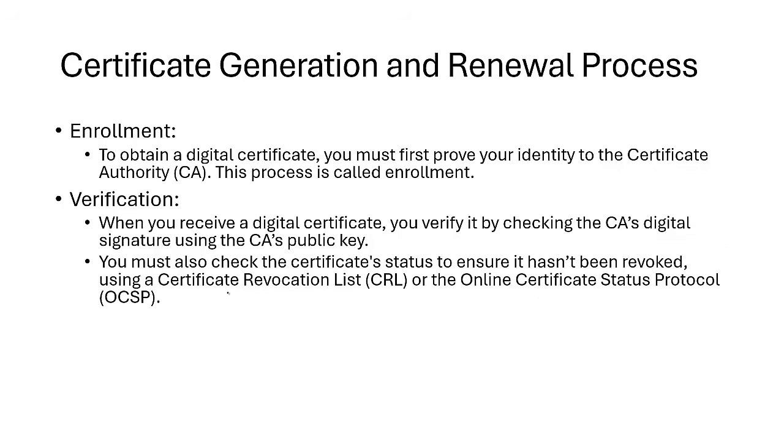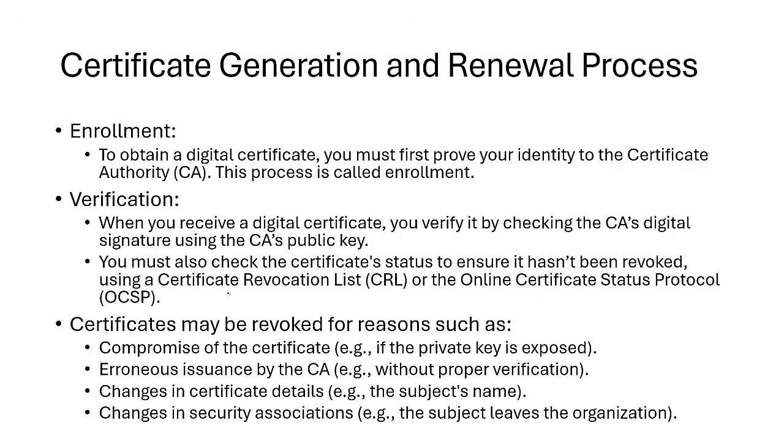Now, a certificate is revoked for multiple reasons. When a certificate was compromised, the CA will issue a revocation. Also when it was issued erroneously, or the subject got changed, for example the website gmail.com moved to gmail.co, so they have to change the certificate, or there is a change in security association. See, expiry is not revocation. Understood? So these are the conditions in which we revoke the certificate.